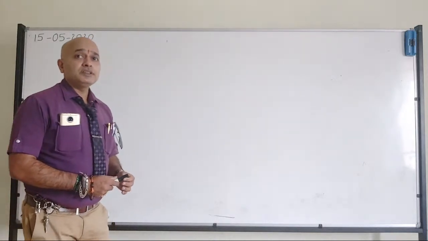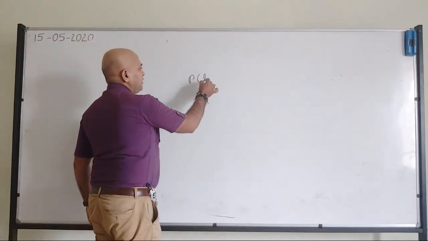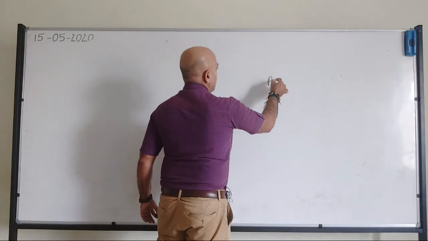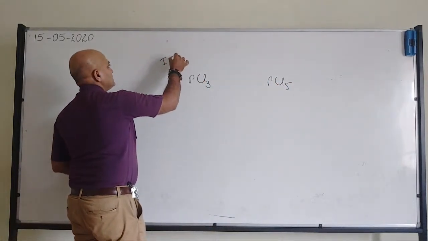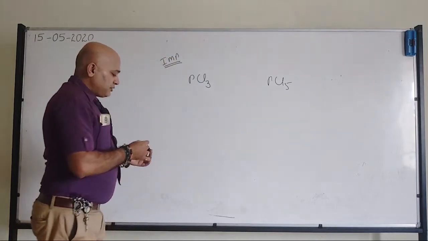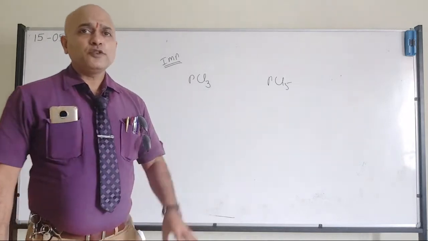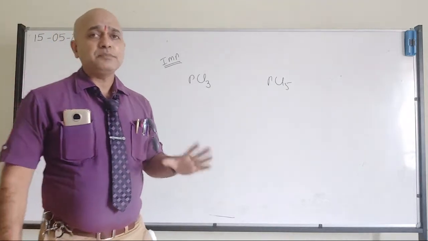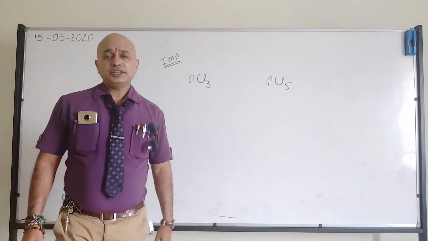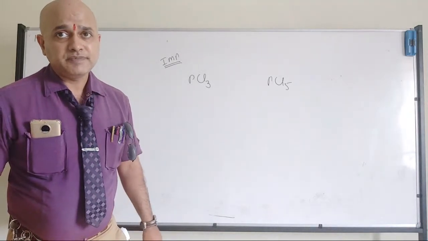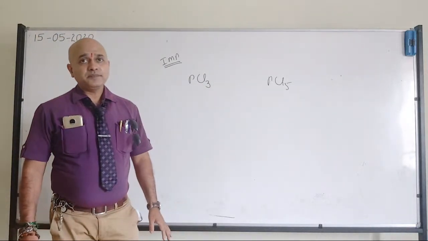Now we will come to the next one. Compounds of phosphorus. That's where we have PCl3 and PCl5. I will mention this one as important. As I told, the P block element is the major problem. 3 marks, 4 mark questions, we can tell this can be the one. But when it comes to 1 mark, there can be variation. Any question they can ask. So that's where we have PCl3, PCl5.